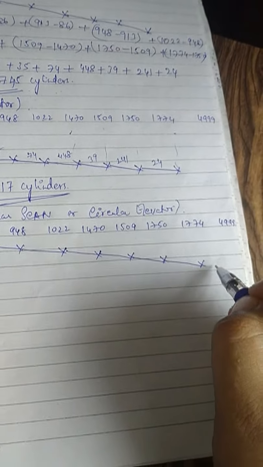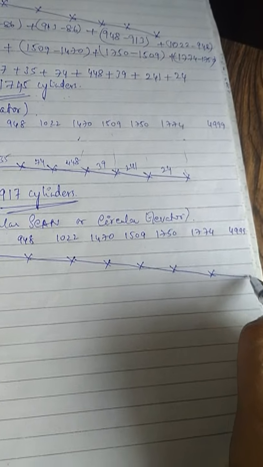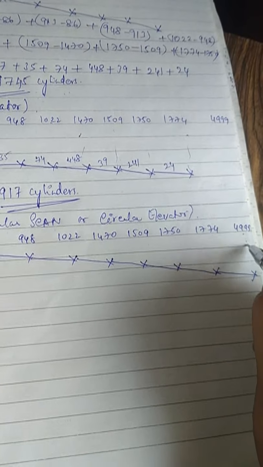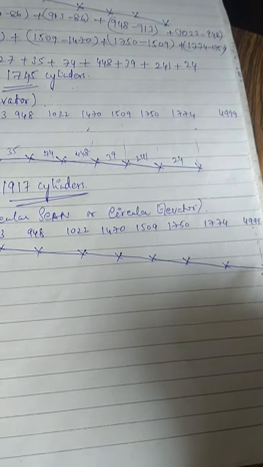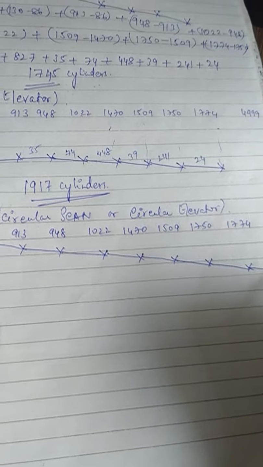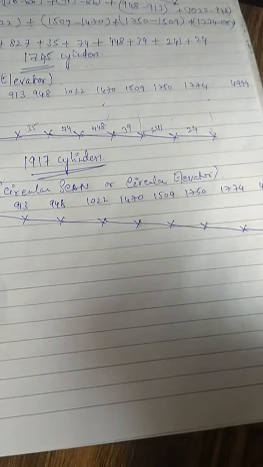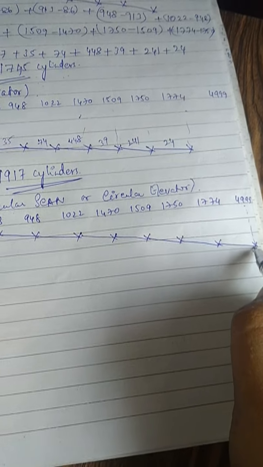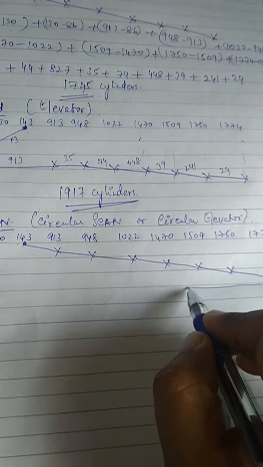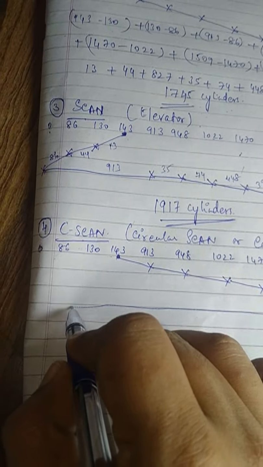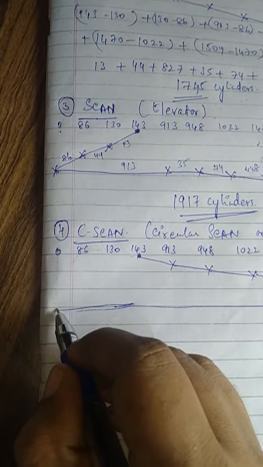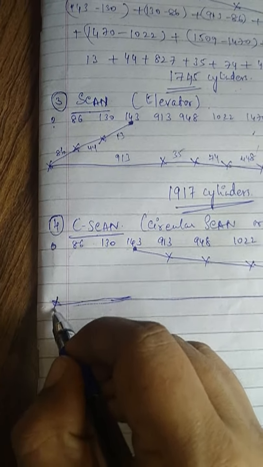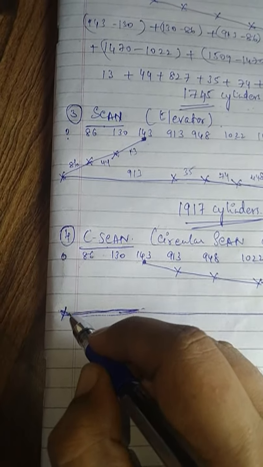So what happens in scan? You are moving till the end. Even though there is no request coming in at 4,999, you are moving till the end. And this is circular. So when you say circular, all the way from one end of the disk you are moving till the other end of the disk. So you are moving till 0.